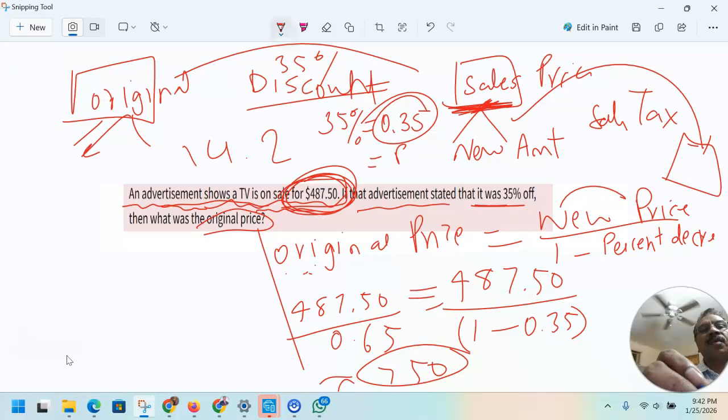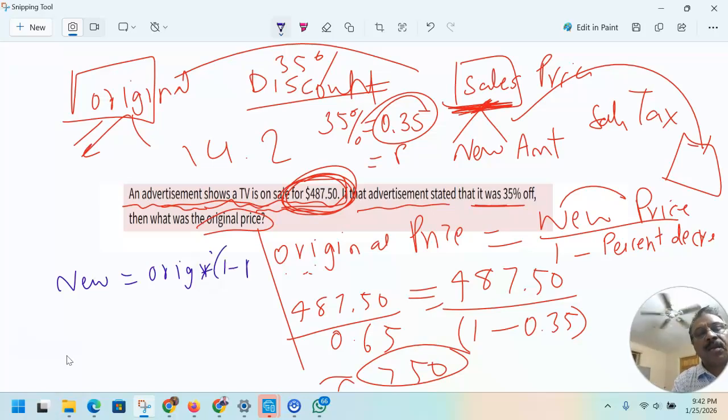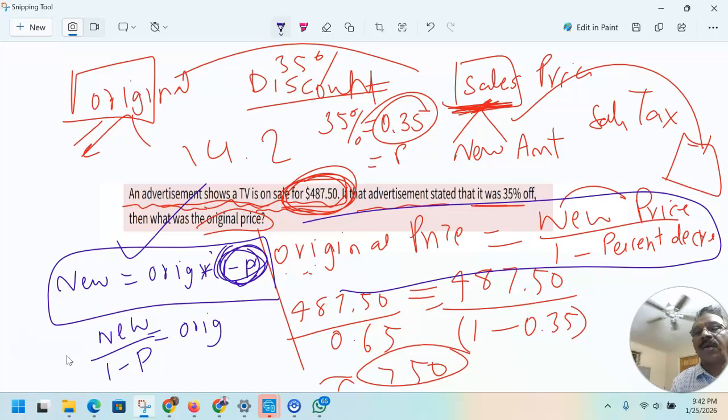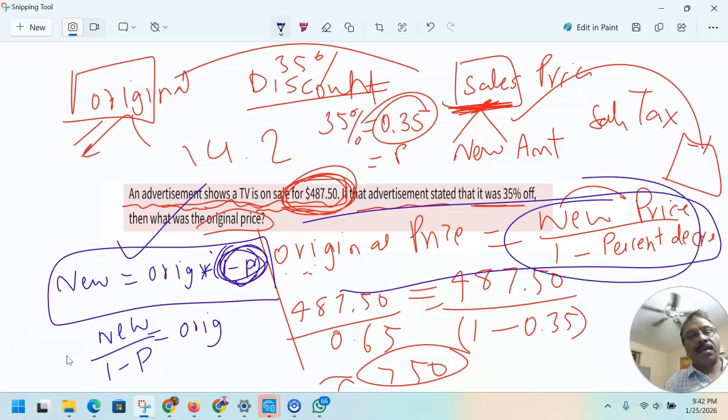If you ever get confused, then you can think of the old formula. The new is original times 1 minus p. So this is the old one, right? If you do not remember this, at least you know this, and then the original remains here. This part goes down. It means new divided by 1 minus p. So that's what you see here. Okay, let's go to the next.